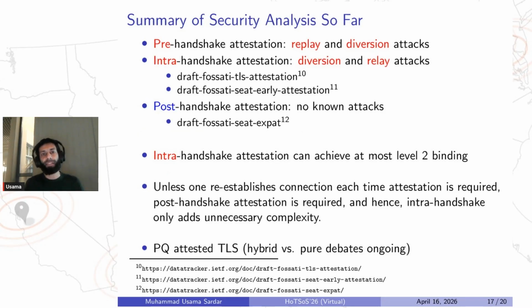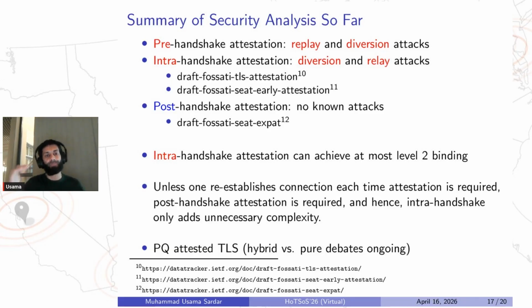So to wrap it up, the summary of where we stand is that the pre-handshake attestation has replay and diversion attacks. Intra-handshake has diversion and relay attacks. I have listed two of the protocols which are affected, and actually others as well. We have proved it for these two protocols, but the argument that I made applies to all the intra-handshake proposals. For post-handshake, there is no known attack to date. And that's one of the drafts that I have for standardization. I'm one of the authors of this draft for post-handshake.